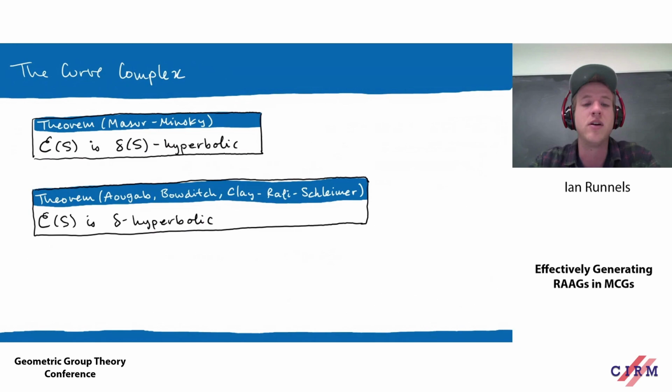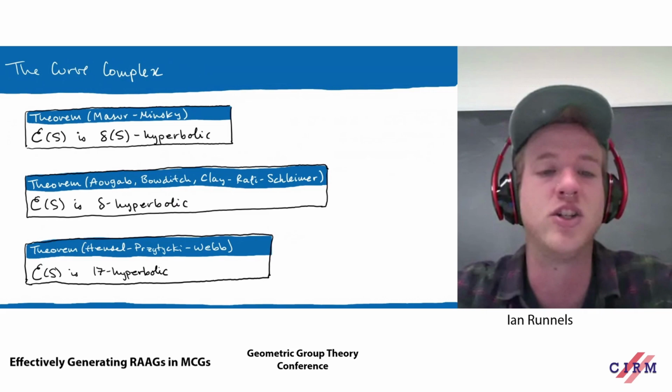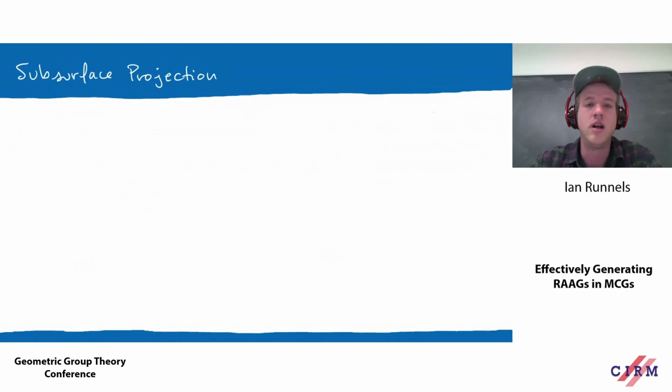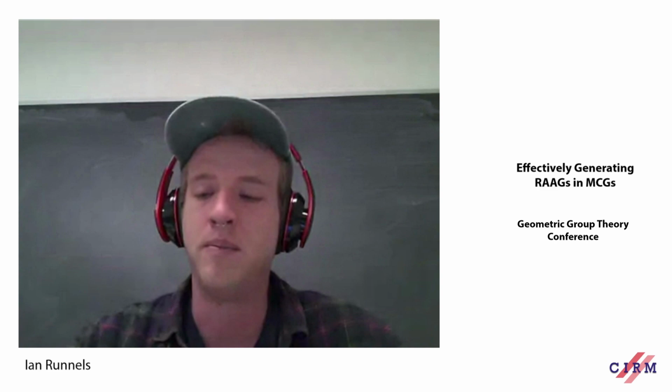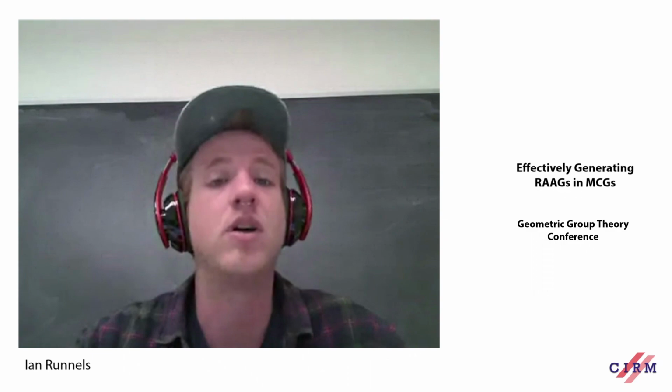And you can actually have a lot of control over this constant. So work of Hensel, Przytycki, and Webb shows that you can actually take delta just to be 17. Right. So that's our set. That's our big set that we're acting on. So for ping pong, we need these smaller subsets. And these are going to be given in terms of what are called subsurface projections.